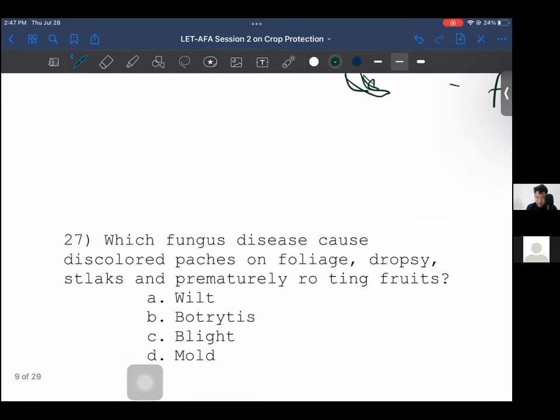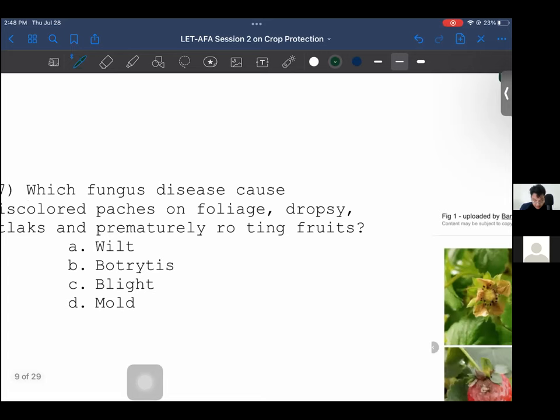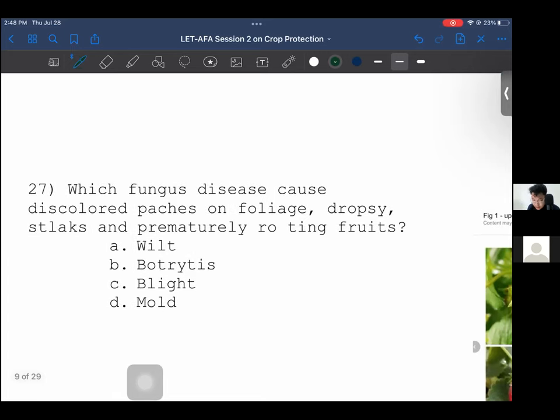Okay, so, let's move to this. Which fungus disease caused discolored patches on foliage, dropsy stalks, and prematurely rotting fruits? So here, the next items will be more informational na items that I hope can also review you. So first, the correct answer here is botrytis. Sabi dito, discolored patches on foliage. Foliage is also, in simple terms, a leaf, dropsy stalks, and prematurely rotting fruits.